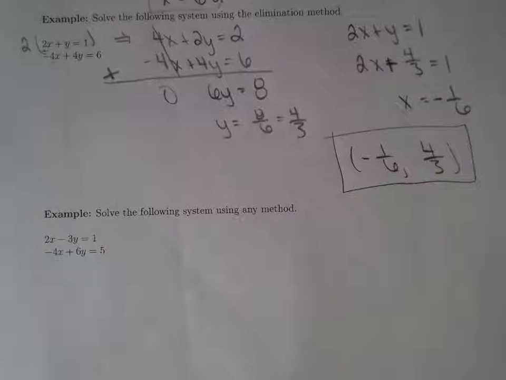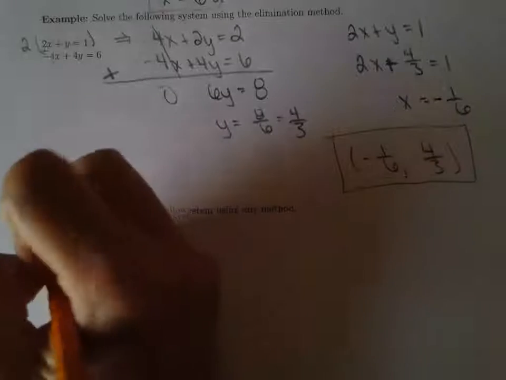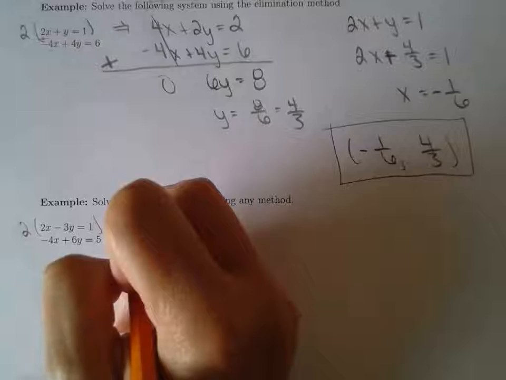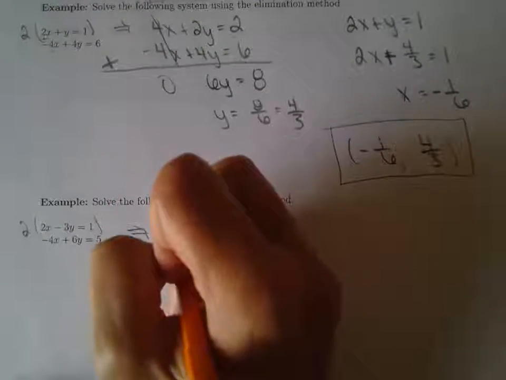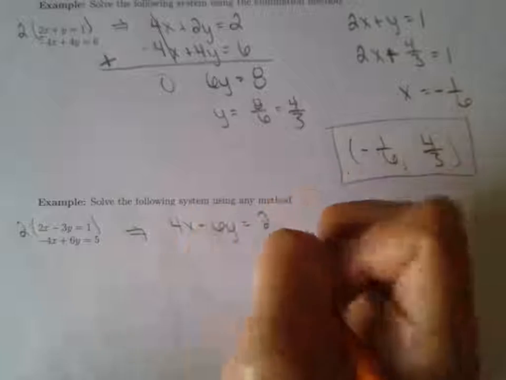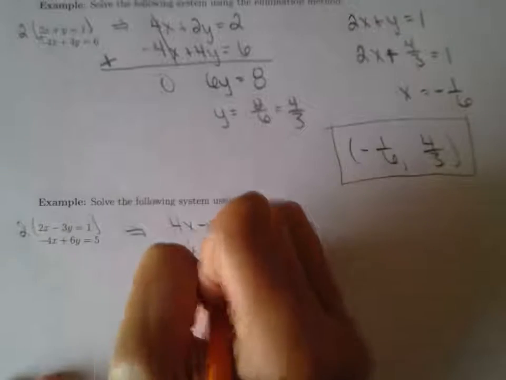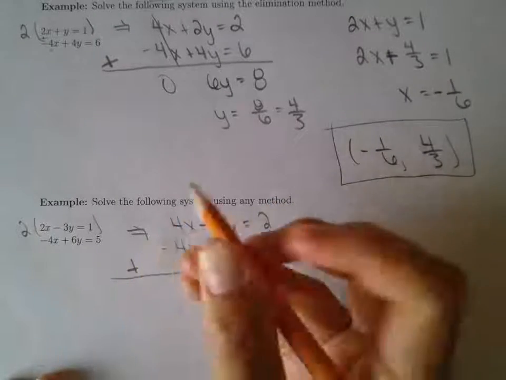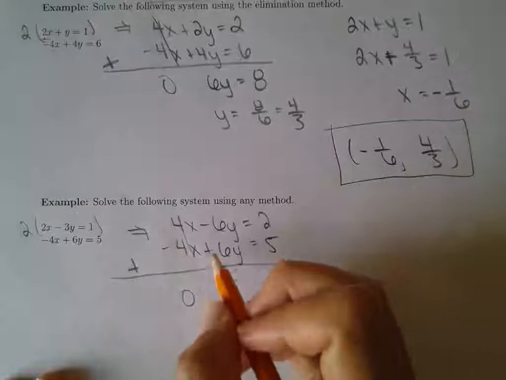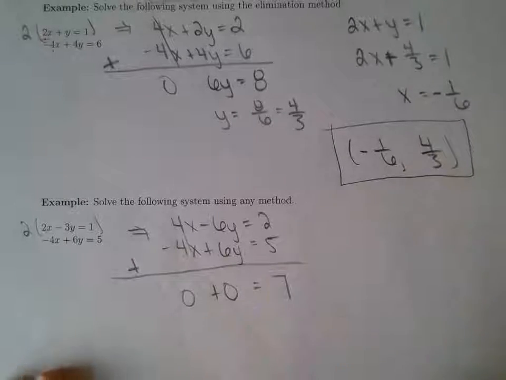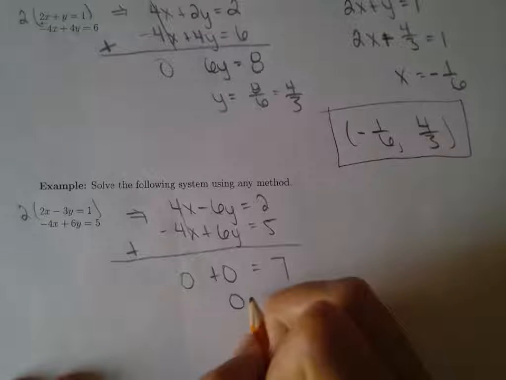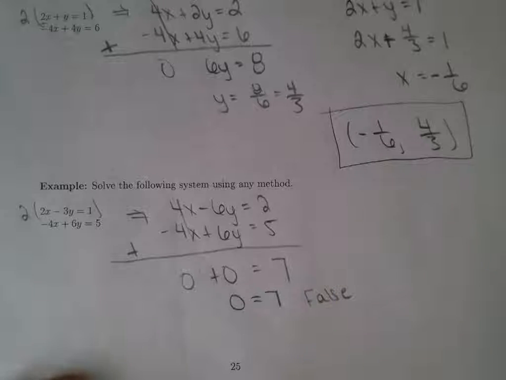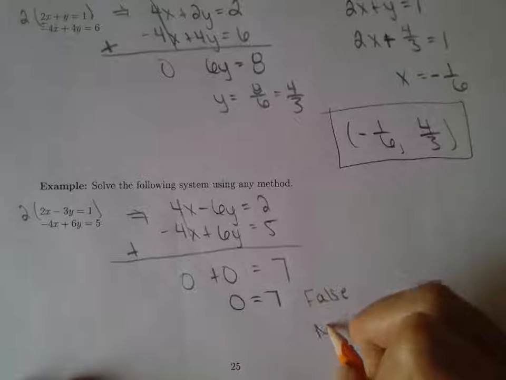Okay, next example, solve the following system using any method. Again, I'm going to use elimination. So here I'm going to multiply again by 2, which I should have changed up x's. So this is 4x minus 6y equals 2. And this is minus 4x plus 6y equals 5. Okay, so add these together. That is 0, that is also 0, equals 7. So the equation we have is 0 equals 7. This is not true. This is false, right? 0 is 0, not 7. So since this is false, this gives us no solution.